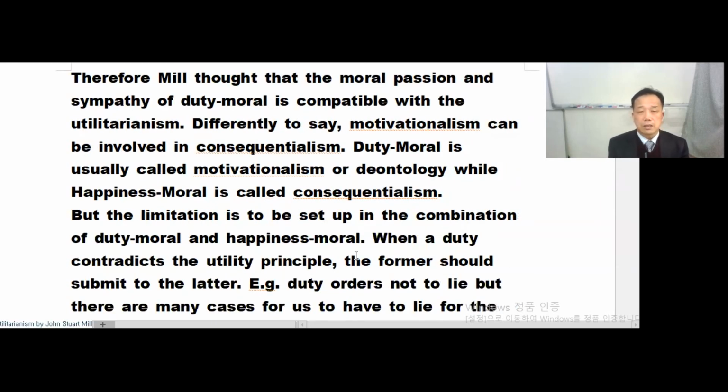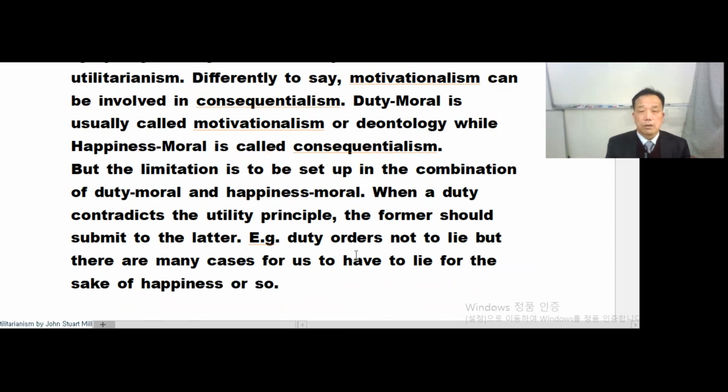But a limitation is to be set in the combination of duty morality and happiness morality. When a duty contradicts the utility principle, the former should submit to the latter. For example, duty orders not to lie, but there are many cases where we have to lie for the sake of happiness also.